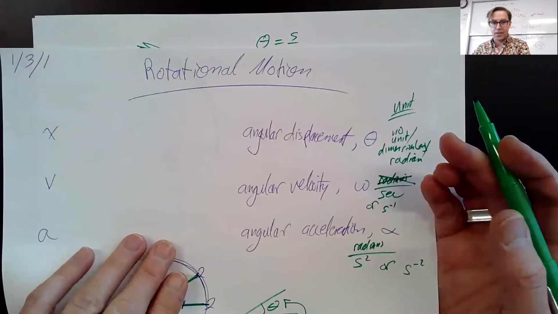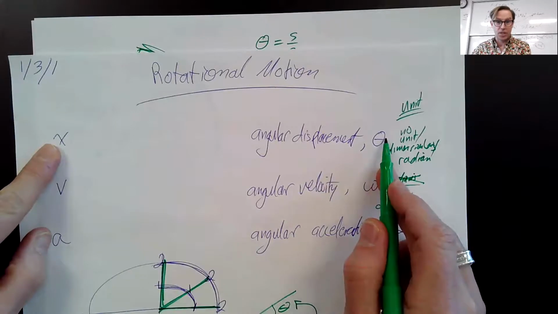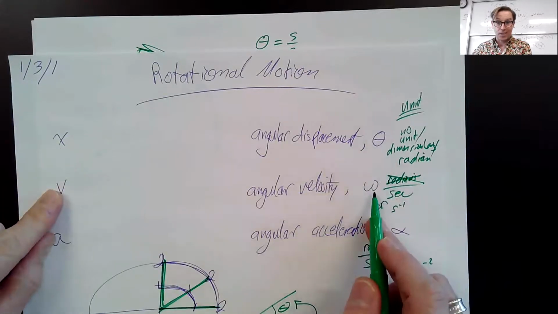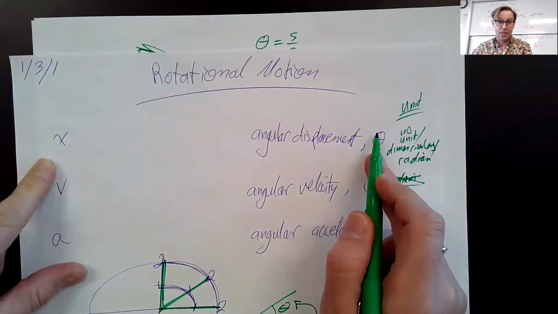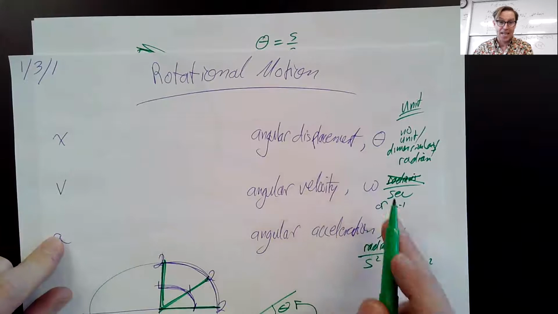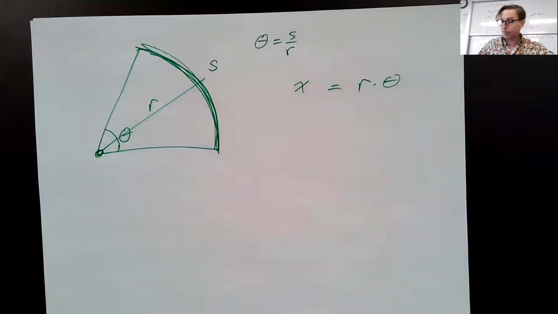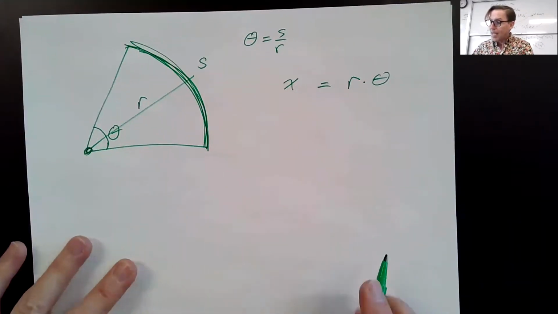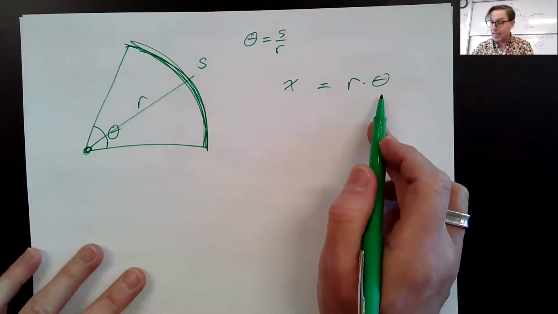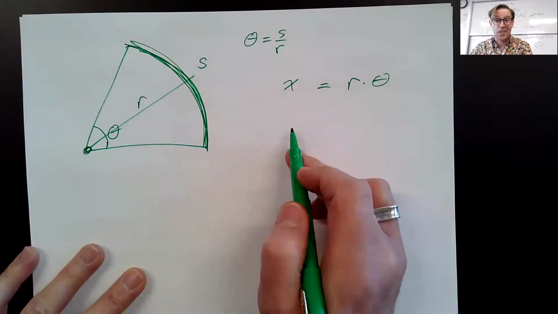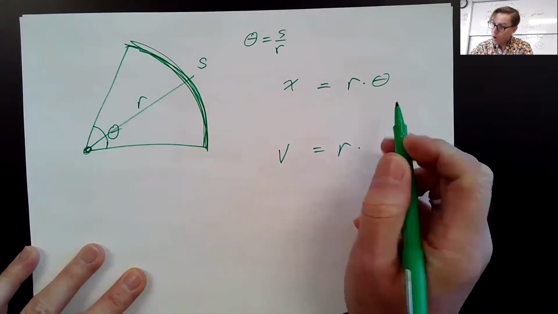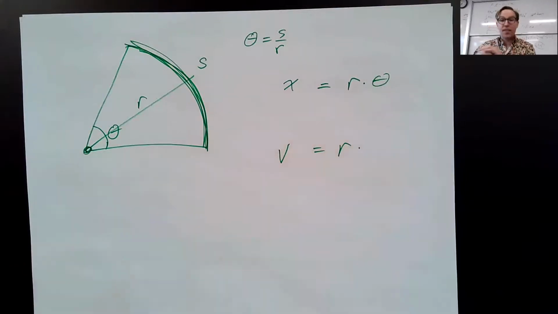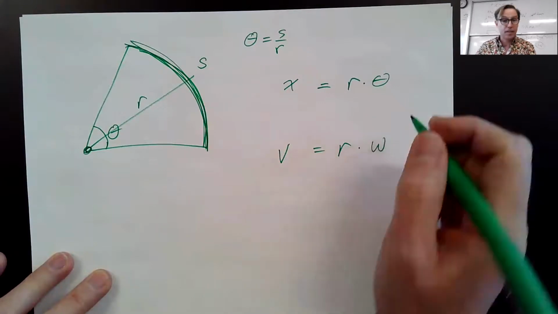So what I'm going to do is try to get a relationship between these two, which I just did, and then a relationship between these two, and then a relationship between these two. x and theta, how are they related? v and omega, how are they related? a and alpha, how are they related? Well, if I were to divide both sides by t, what is x over t? Distance over time, that's velocity. I'm going to keep r. What is theta over t? The angular displacement divided by the time that took, that's angular velocity.